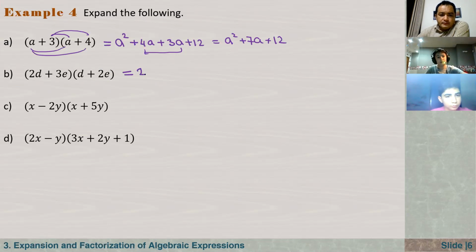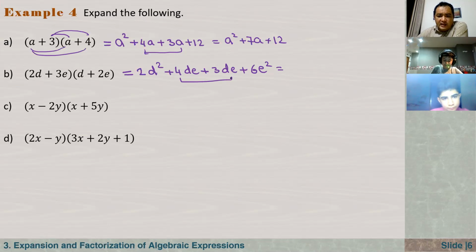2d squared plus 4de plus 3de plus 6e squared. Now, as you see here, these middle terms are like terms, right? So that's equal to 2d squared plus 7de plus 6e squared.